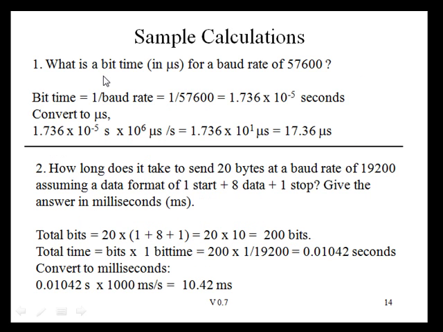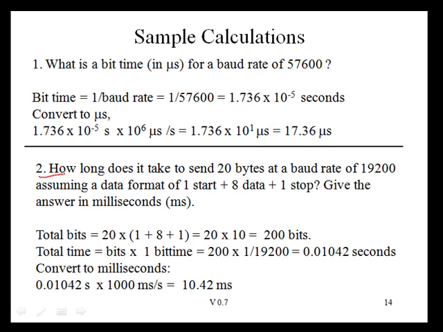Let's look at some sample calculations involving this protocol. Problem 1 says, what is the bit time in microseconds for a baud rate of 57600? We know that bit time is equal to 1 divided by the baud rate. So 1 divided by 57600 is equal to 1.736 times 10 to the minus 5 seconds. To convert to microseconds, we multiply by 10 to the 6 microseconds per second. We end up getting 17.36 microseconds.